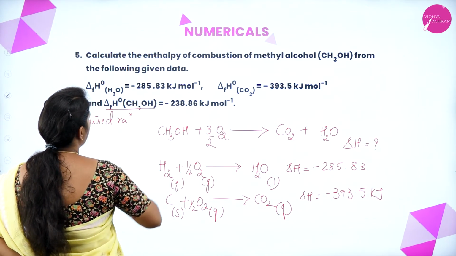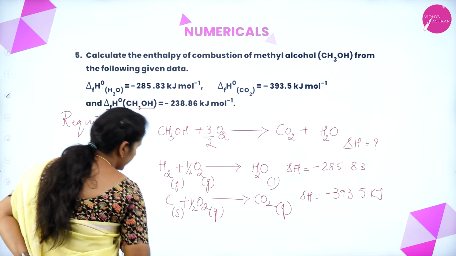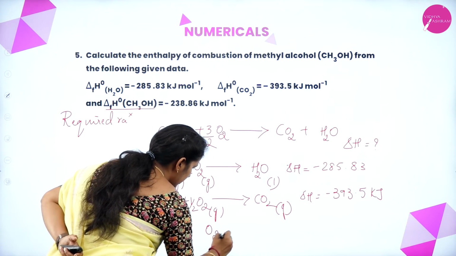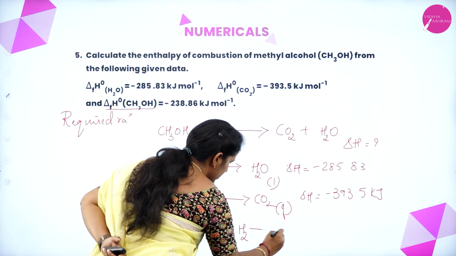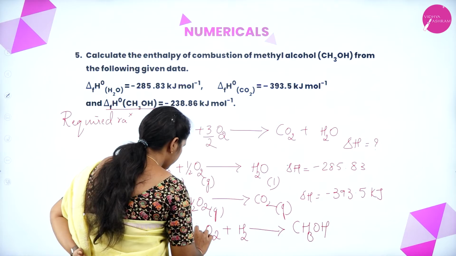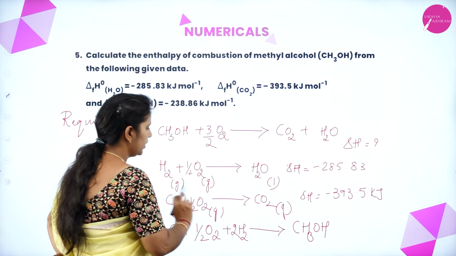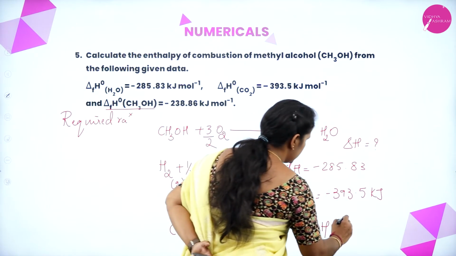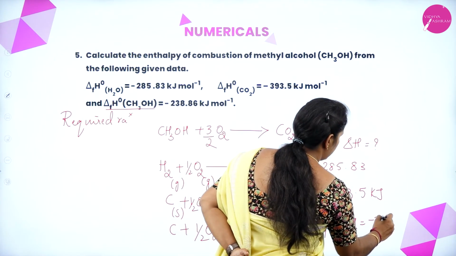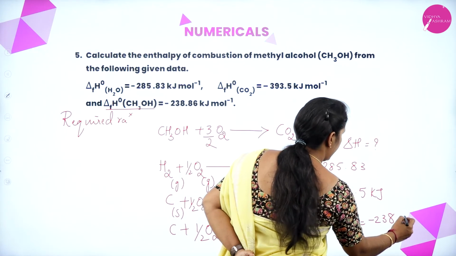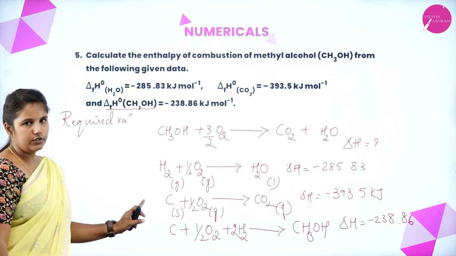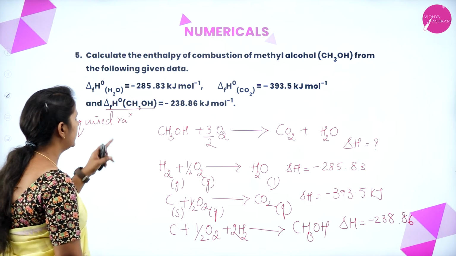Next, we have the enthalpy of formation of the methyl alcohol they have given. So, we need to write the reaction for the change in the enthalpy, that is carbon combined with oxygen as well as hydrogen and results in the formation of methyl alcohol. Now, you have to balance this reaction. Change in the enthalpy for this reaction is minus 238.86 kilojoules. These are the three reactions. First, you need to write it, then look at the required reaction.